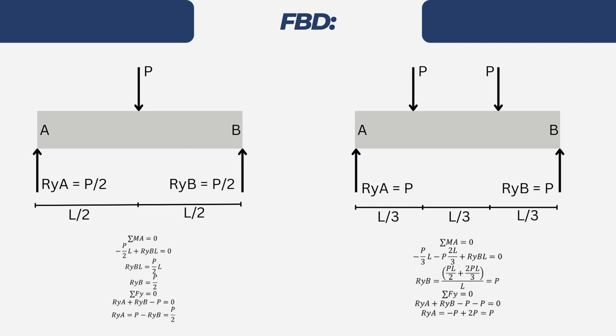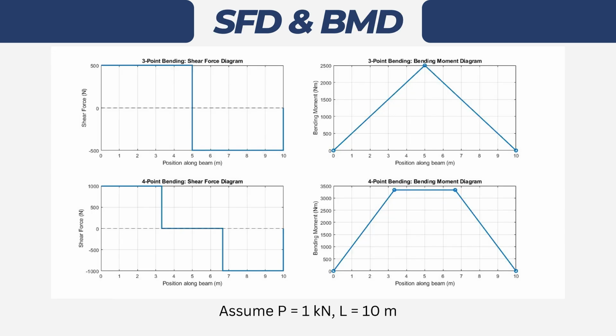Because the distance is basically the same and the total of forces going up and down is the same. So after getting the reaction forces through FBD, we can now construct the SFD and BMD of the 3-point and 4-point bending test. For the 3-point bending test shear force diagram, it starts off with the reaction force RYA, which is half of the applied load.